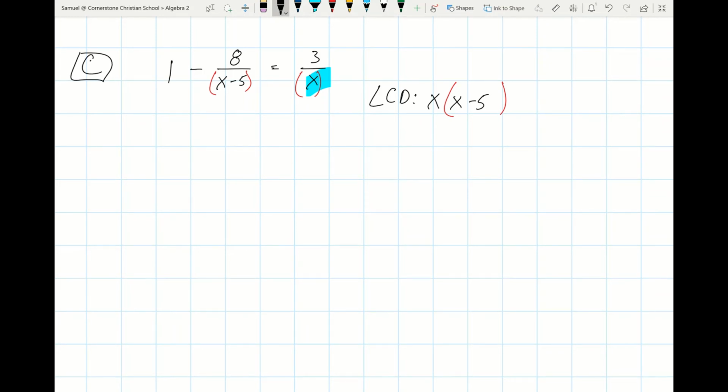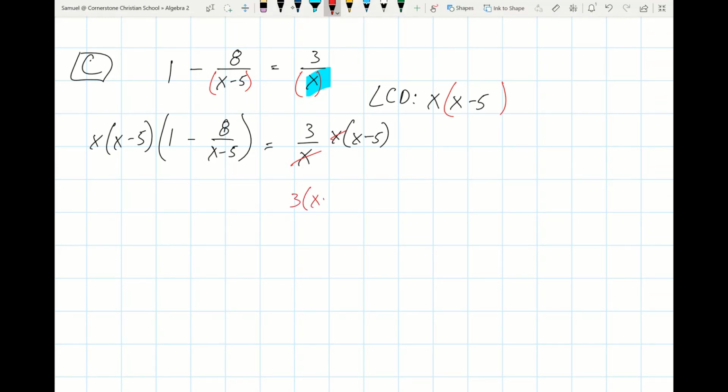So I need to take this and I need to multiply both sides of my equation by the LCD. x times the quantity x minus 5 times 1 minus 8 over x minus 5 equals 3 over x times x minus 5. So be careful again, because on the right side, these x's automatically cancel, and that's fine. I would just be left with 3 times the quantity x minus 5.